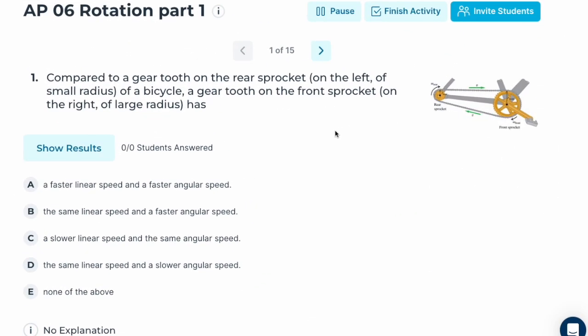1. Compared to the gear tooth on the rear sprocket on the left of small radius of a bicycle, a gear tooth on the front sprocket on the right of large radius has: A, a faster linear speed and a faster angular speed; B, the same linear speed and a faster angular speed; C, a slower linear speed and a same angular speed; D, the same linear speed and a slower angular speed; or E, none of the above.